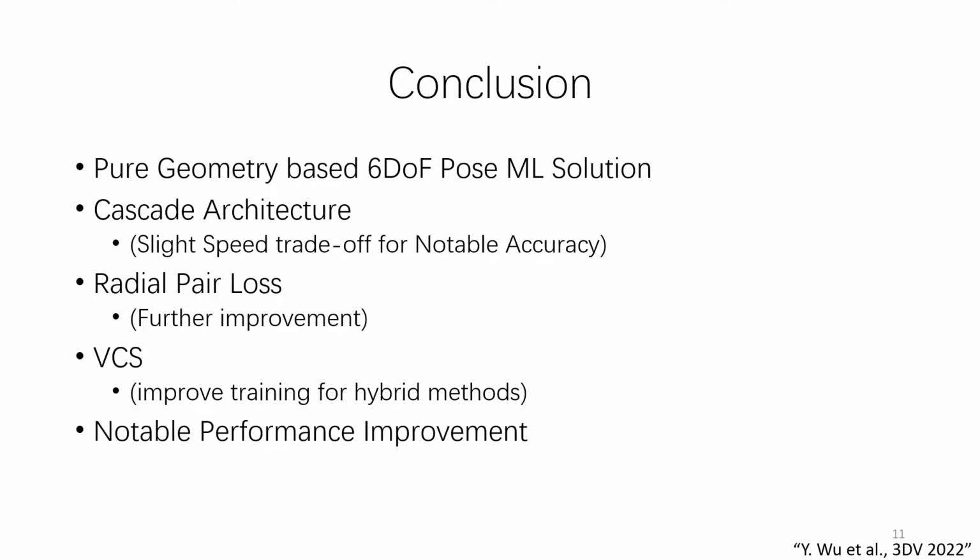In conclusion, we are one of the early birds taking a point cloud with pure geometry info to estimate 6D pose using CNN. We propose a cascade architecture which improved the accuracy with a slight speed trade-off. We propose a geometry constraint radial pair loss to further improve the performance, and VCS, a confidence score, to improve training for hybrid methods. Lastly, we achieve state-of-the-art performance with notable improvements compared to existing methods.